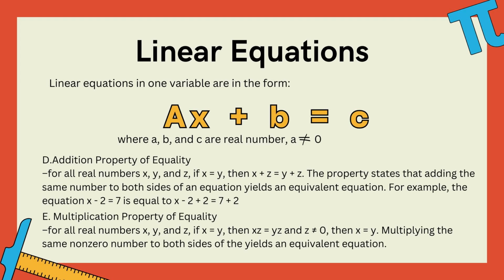Next, we have multiplication property of equality. For all real numbers x, y, and z, if x equals y, then x multiplied by z is equal to y multiplied by z. And z cannot be 0. Multiplying the non-zero number to both sides of the equation yields an equivalent equation.